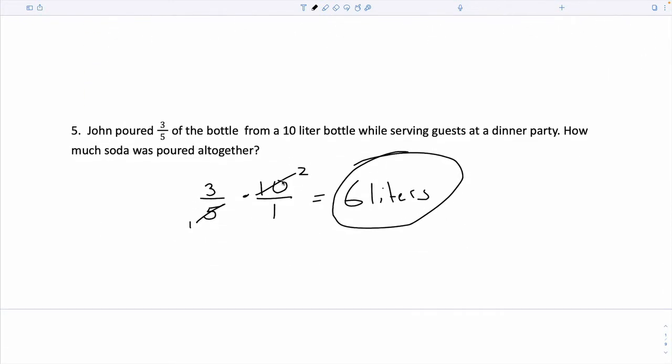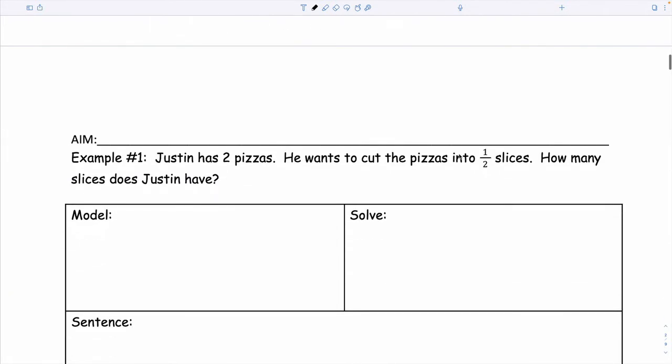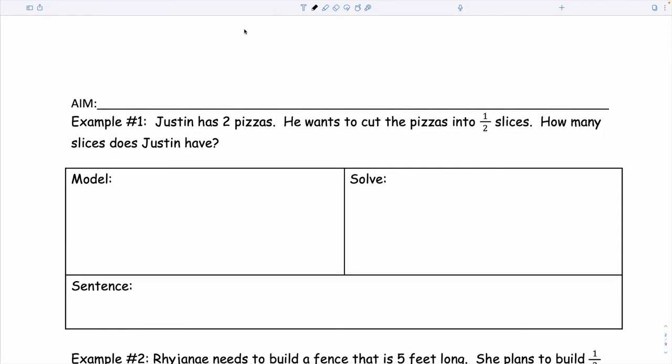And for number 5, looks very similar to the warm-up yesterday. Notice that it's 3/5 that were poured out of the bottle. This isn't 3/5 liters poured out. It's 3/5 of the bottle. That means multiply. How much soda was poured altogether? Well, they poured out 6 liters of soda. Next page.